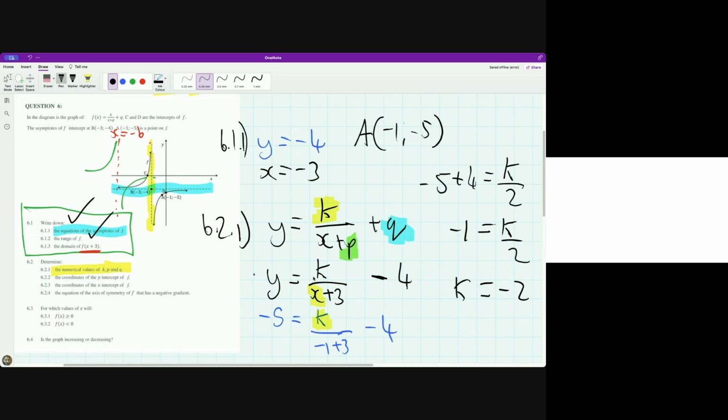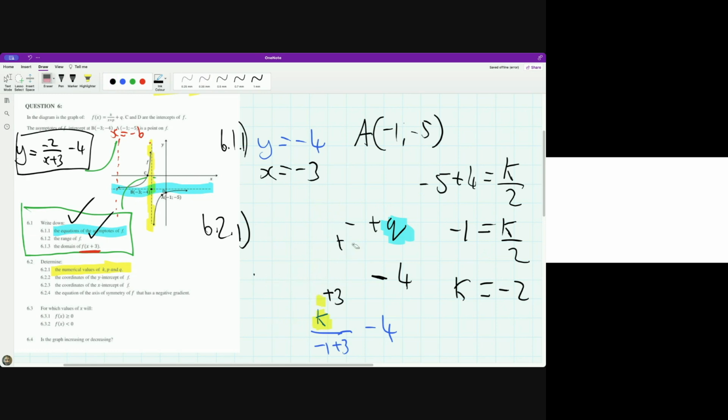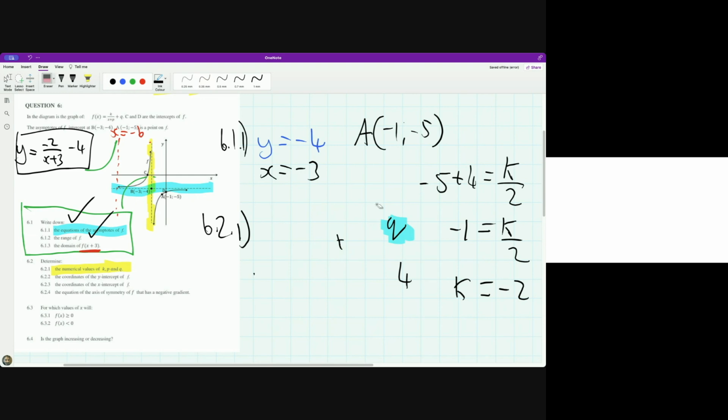Okay, fantastic. So now we have, let's just write this down, the form y equals -2 over x plus 3 minus 4, which is the equation of this hyperbola. So actually, I will do the whole question, but I might be going a bit fast. So you might have to do this in your own time or watch the video recording.